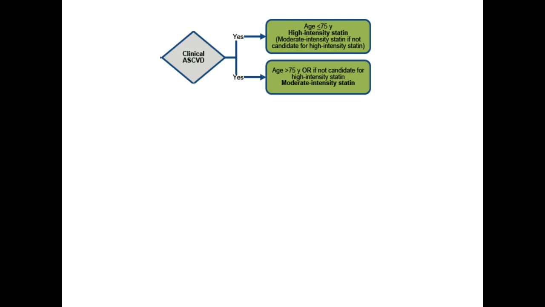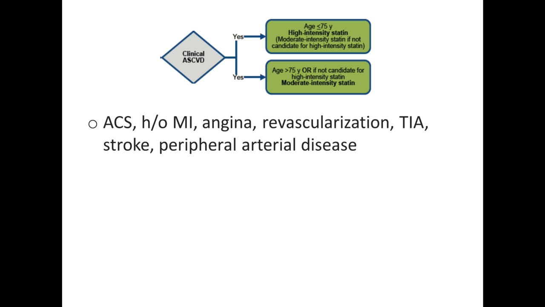We'll first start off with patients who have clinical atherosclerotic cardiovascular disease, and the guideline breaks them up into those who are less than 75 and those who are over 75. And if you have atherosclerotic cardiovascular disease and you're under 75, you should be on a high intensity statin. And if you're over 75, you should be on a moderate intensity statin if you're not a candidate for a high intensity statin. I'll talk about what high and low intensity means in just a minute.